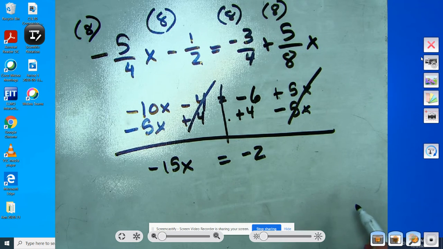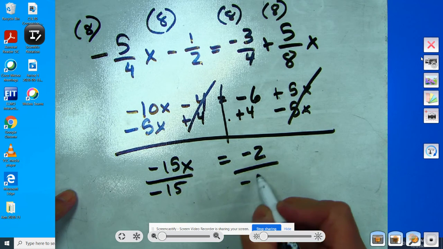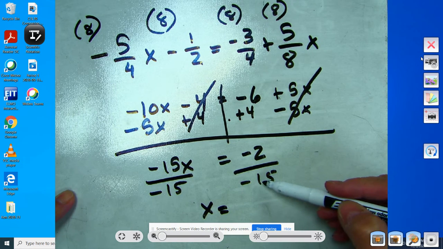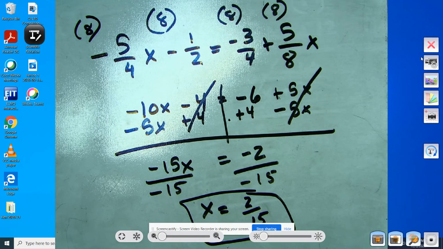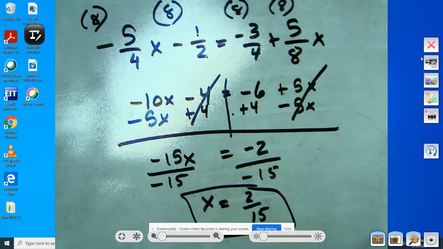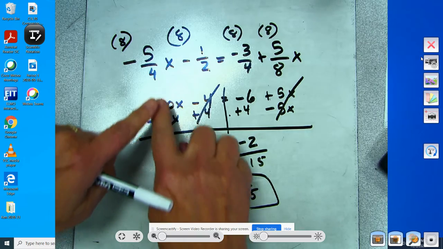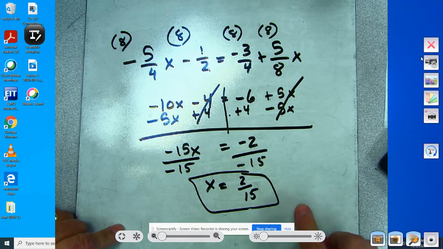Last step, divide by the number in front of the letter, and that would be negative 15. Negative makes it positive, and our final answer is 2 over 15. Now, I didn't say the answer had to be pretty. I just said it had to be right. So in this case, we ended up with a fraction. But once we got rid of the fraction, we could work the problem without the fraction. It's much easier if you can do that.